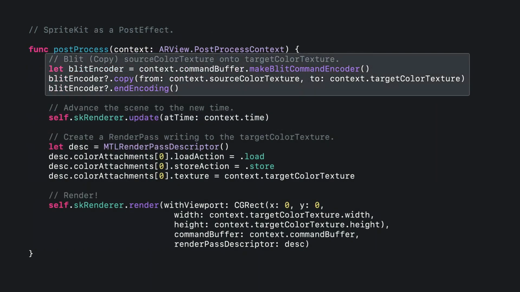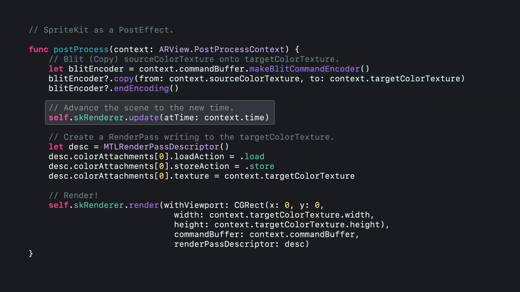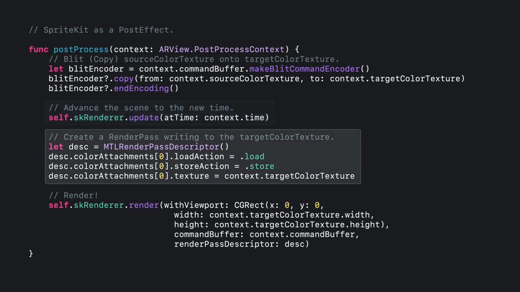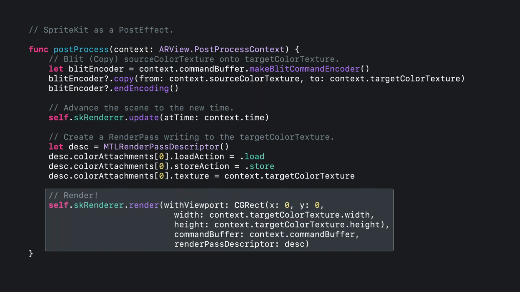In post-process, we first blit the source color to the target color texture. This will be the background that SpriteKit renders in front of. Then, advance our SpriteKit scene to the new time so our bubbles move upward. Set up a render pass descriptor, and render onto it. And that's it. We've shown how to utilize existing frameworks to make post effects, but sometimes you really do need to make one from scratch.